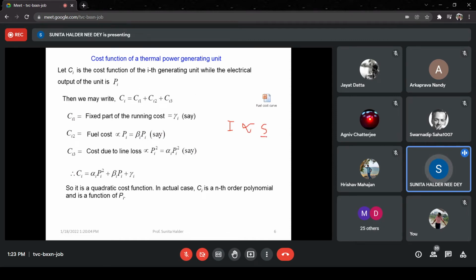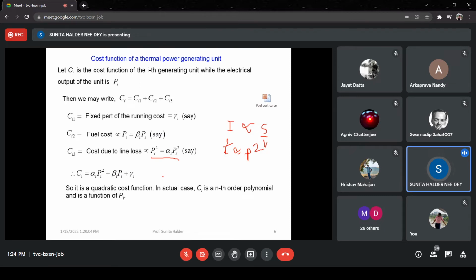Actually, S by V is the current. So current is proportional to S, we can write. S is a part of P, so current is proportional to P. And actually we do not generate any reactive power, we try to generate maximum active power. So we may approximately say that our current will be proportional to P. Loss is proportional to current square, so loss will be proportional to P square. So instead of current, directly we can write cost due to line loss will be proportional to P square. And if we put a proportionality constant, then it will be alpha_i P_i square.